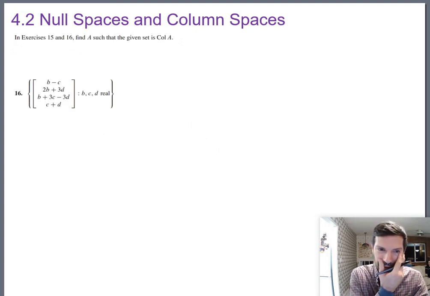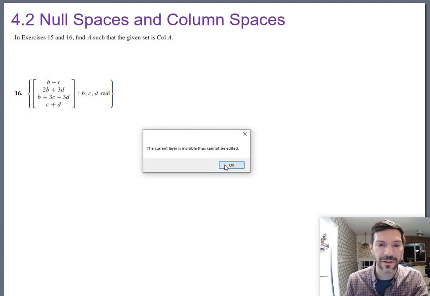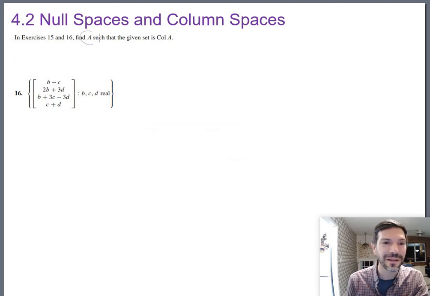Okay, let's take a look at number 16. 15 and 16 say find a matrix A. So when they say A here, they're talking about a matrix. So they're saying find a matrix such that this set right here is the column space of A. And so this set says, hey, B, C, and D can be any real numbers. They don't want to use A because of matrix A. Anyway, B, C, and D can be any real numbers, and you're picking them to produce this. And they're saying it is a vector space because it's the column space of some matrix A.